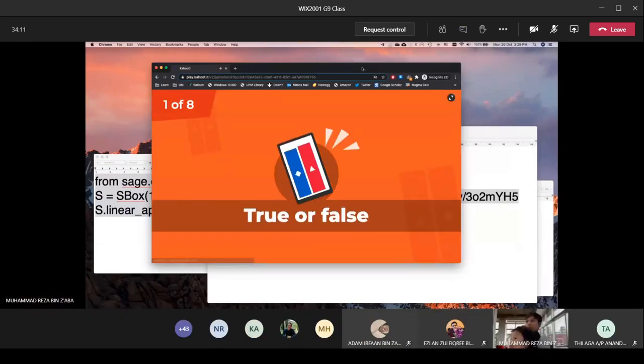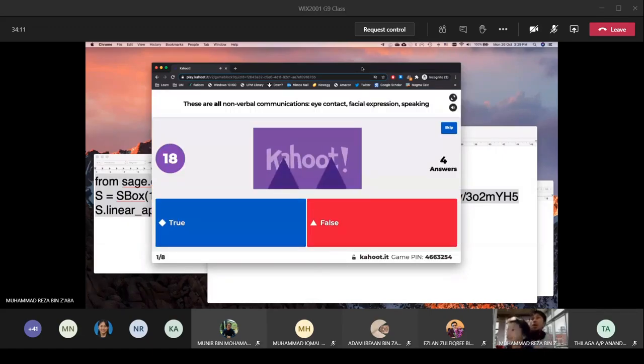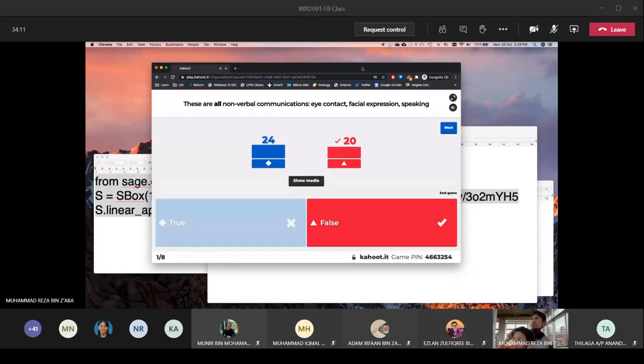Non-verbal communication. So these are all examples of non-verbal communication: eye contact, facial expression, and speaking. It's false because the statement says all. So everything there needs to be non-verbal. Speaking is a verbal type of communication. Eye contact and facial expressions, of course, are non-verbal. But since the statement says all, the statement is incorrect.